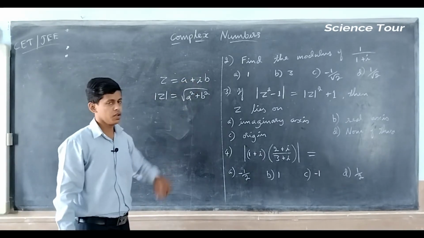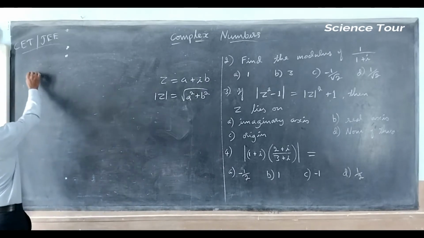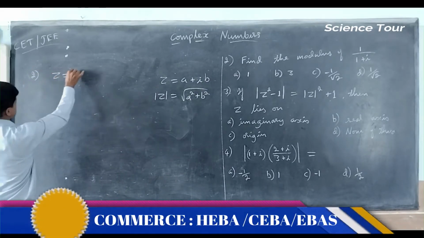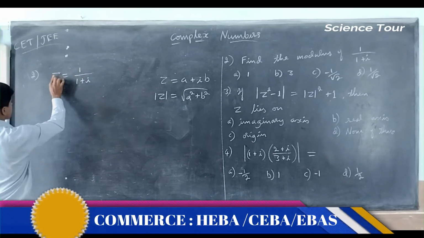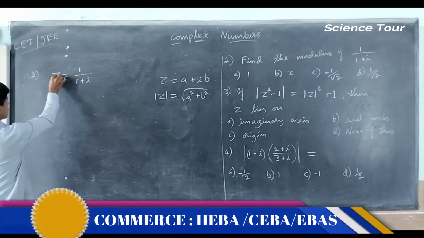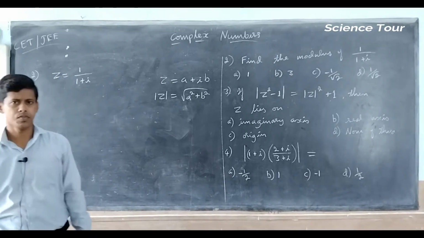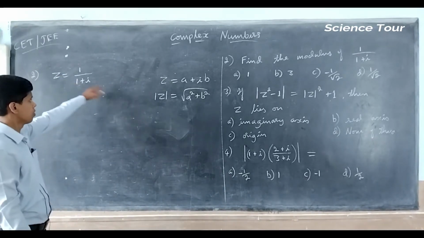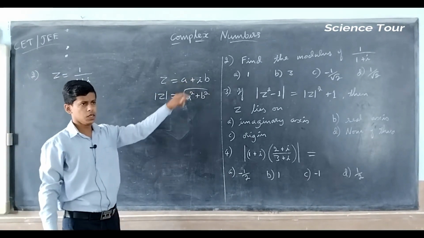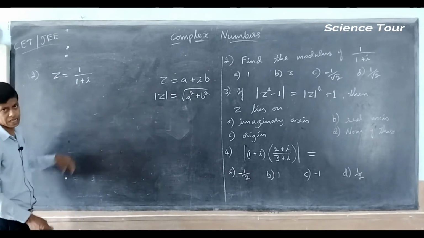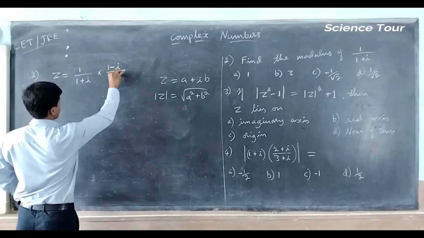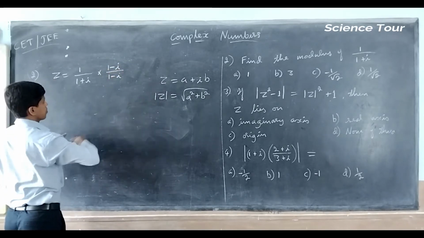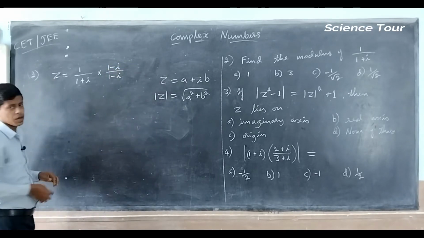Now let's go with the given complex number, and that is 1 by 1 plus i. Is it in the form of a plus ib? No, it's not. So what are you going to do? Rationalize. Multiply and divide by the conjugate of the denominator, so 1 minus i divided by 1 minus i.